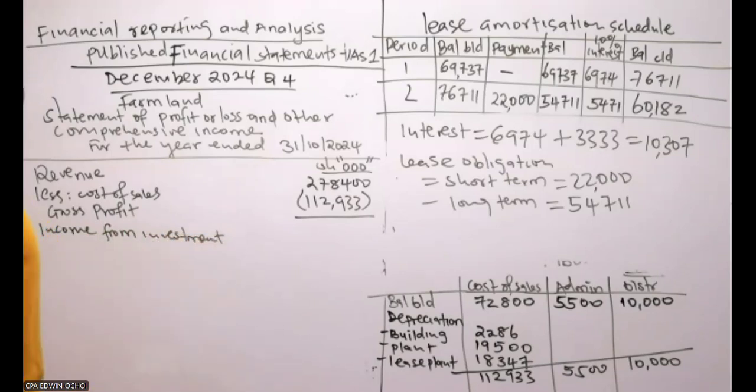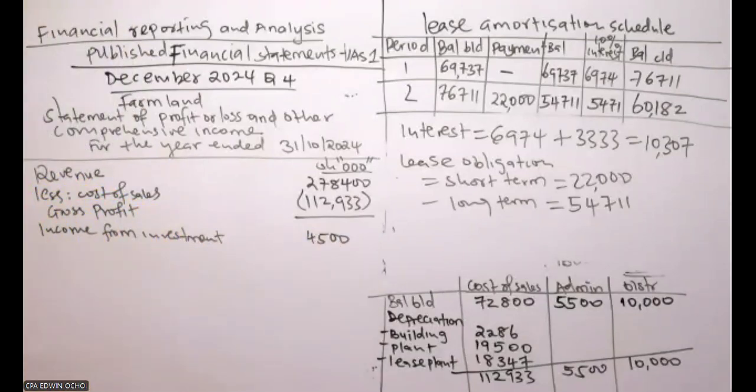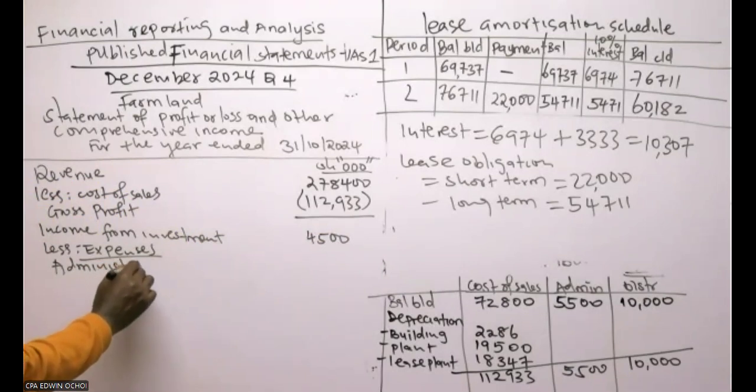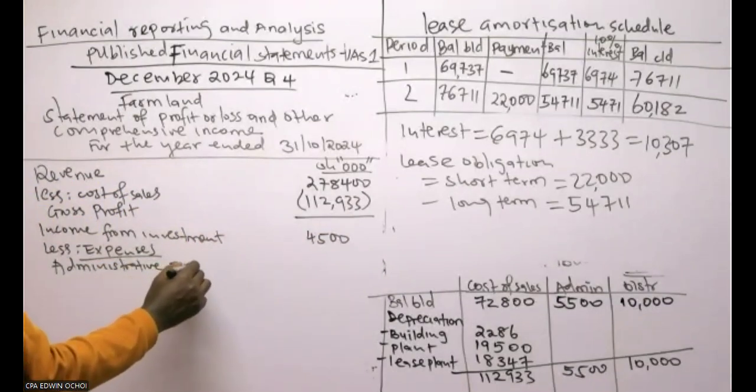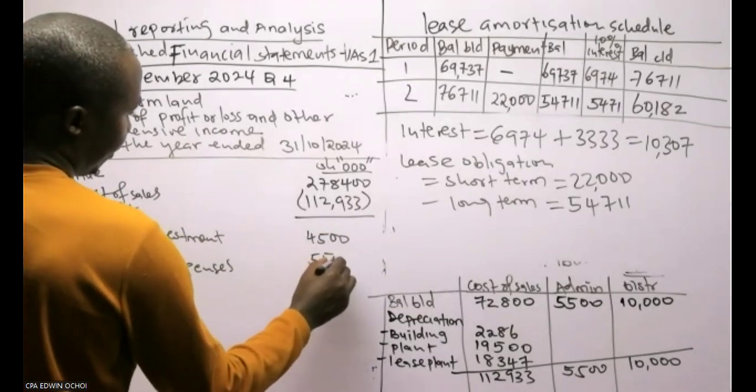The income from investment was 4,500. There is no other income. Less expenses. That's your expenses. So the expenses we have admin. This one was given directly. There are no other expenses included here other than the 5,500 given from the trial balance.